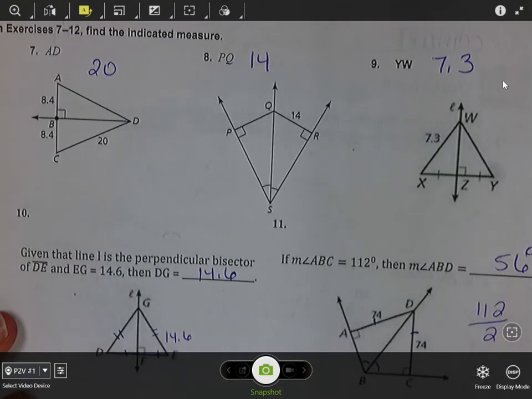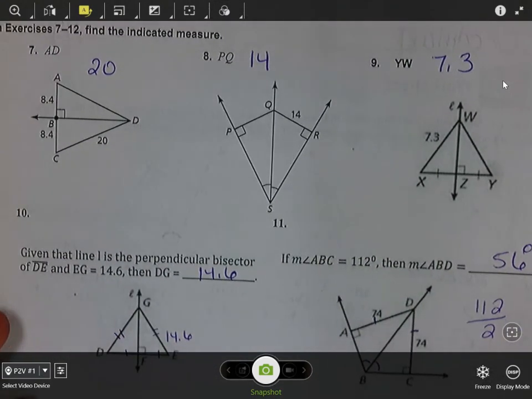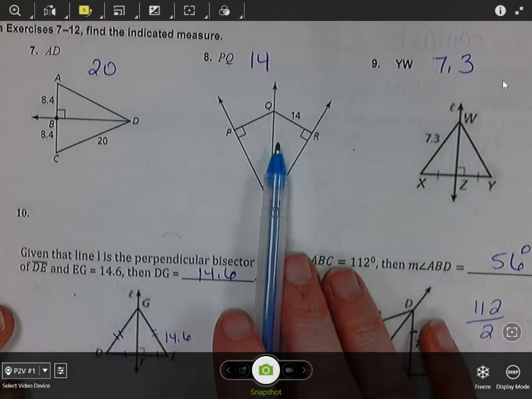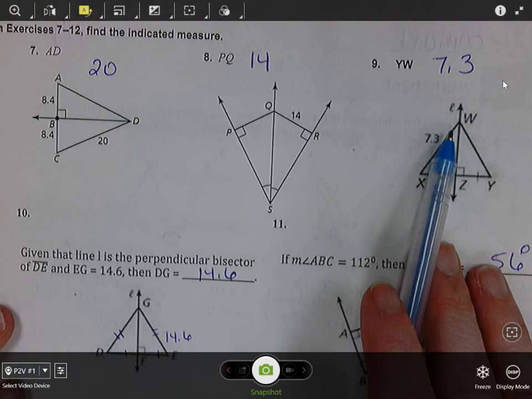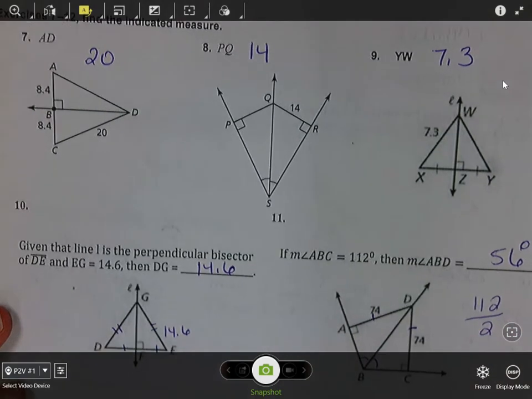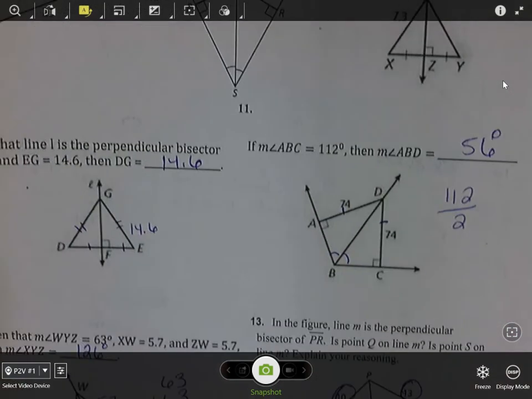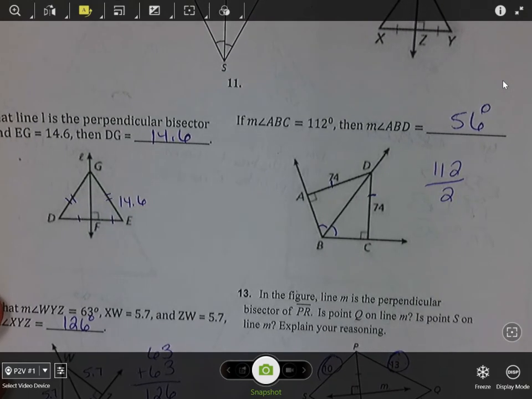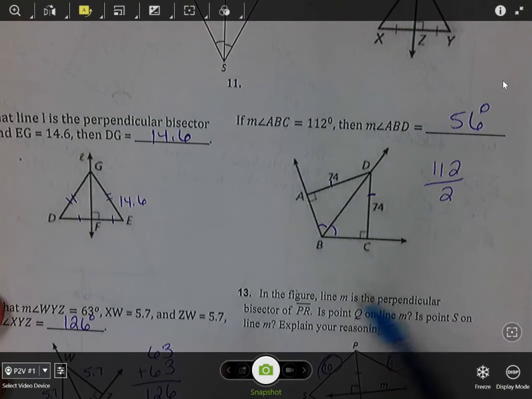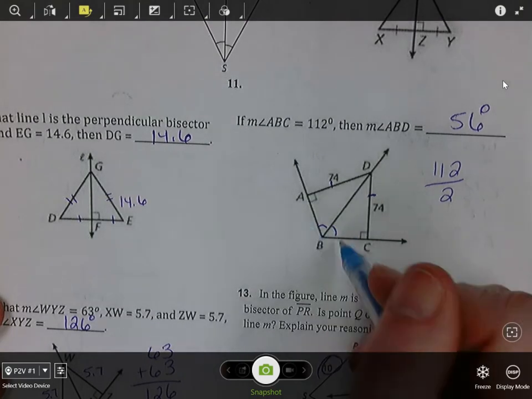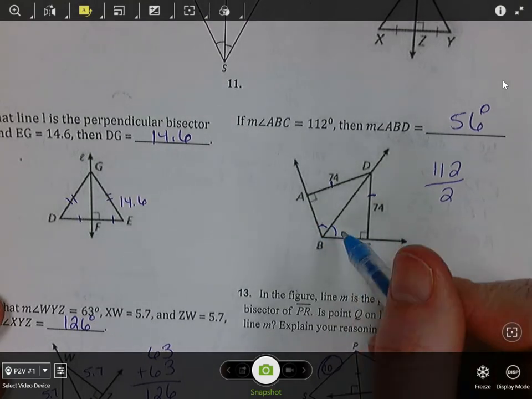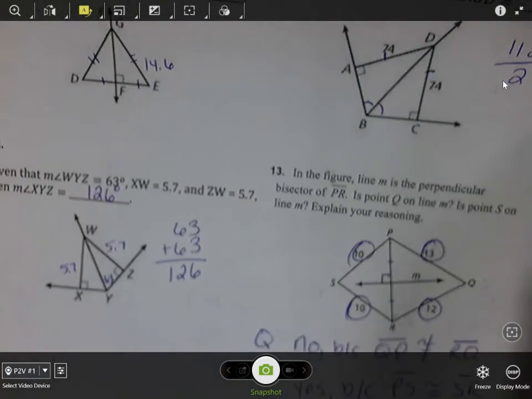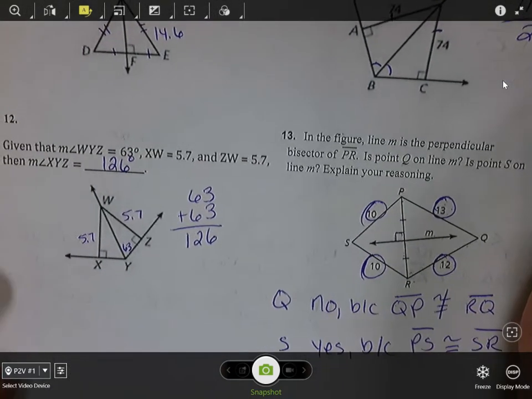Number 7, you should have gotten 20. Number 8, you should have gotten 14. Number 9 is 7.3. Number 10, you should have gotten 14.6. 11, you should have gotten 56 degrees because ABC, the entire thing is 112. And if these two are congruent, you just divide by 2 and get 56 degrees. 12, you should have gotten 126 degrees.